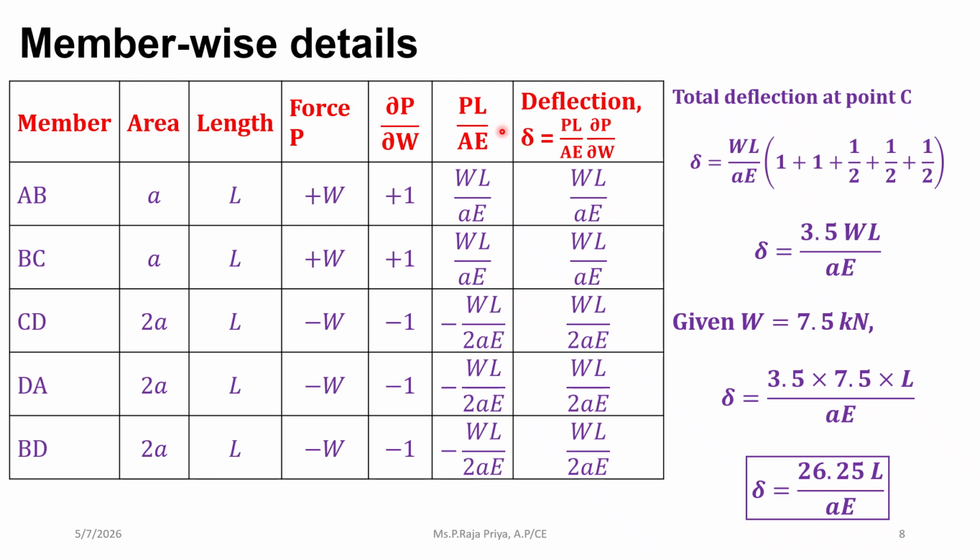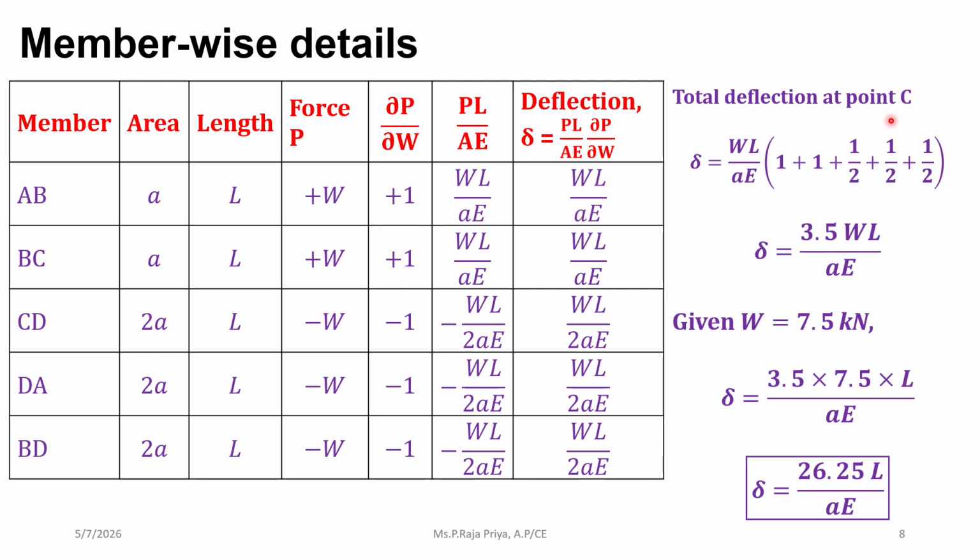Next column is PL by AE. So P is W, L is taken as L itself, divided by A. For tensile members it is A, for compressive members it is 2A E. Next, this PL by AE into dou P by dou W. So here we have already found out what dou P by dou W is. Just multiply both and we'll get the last column.